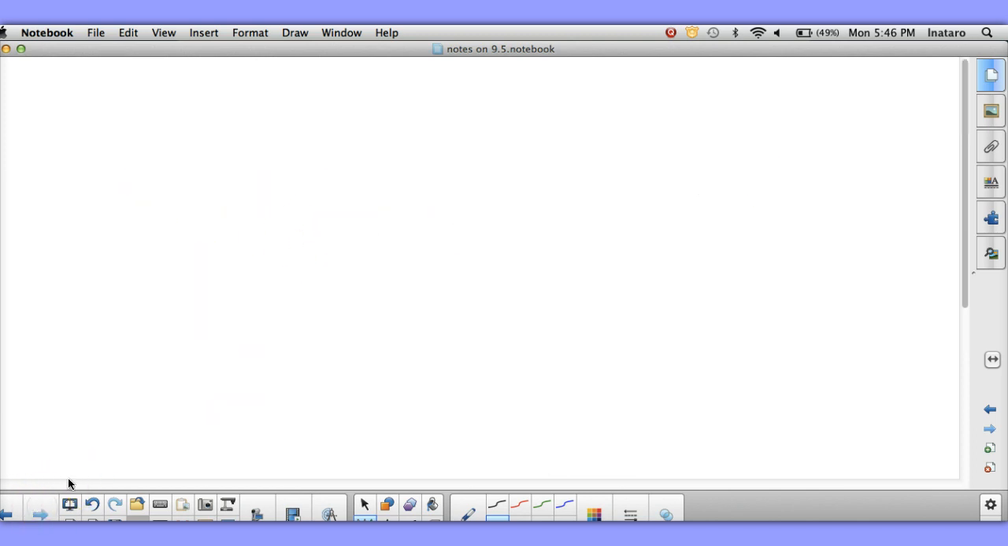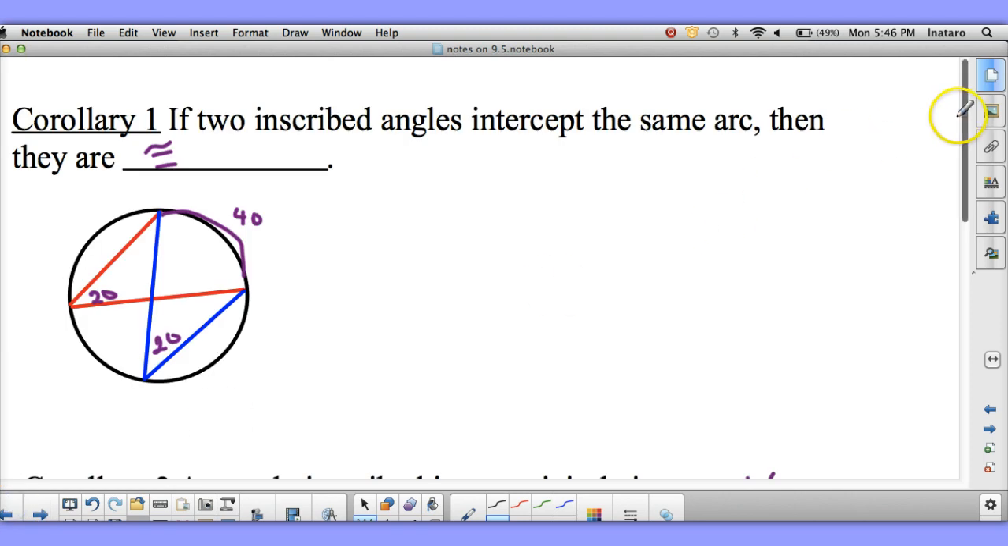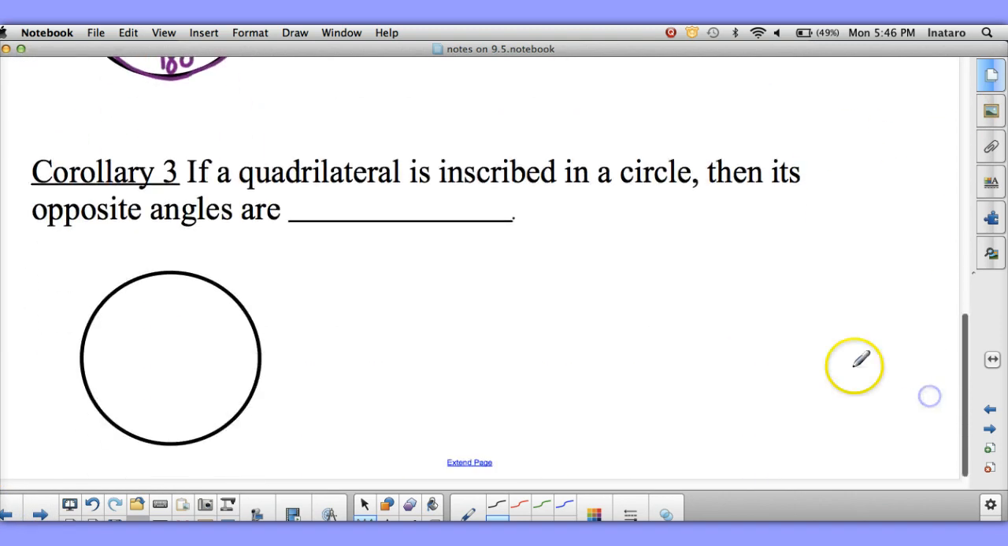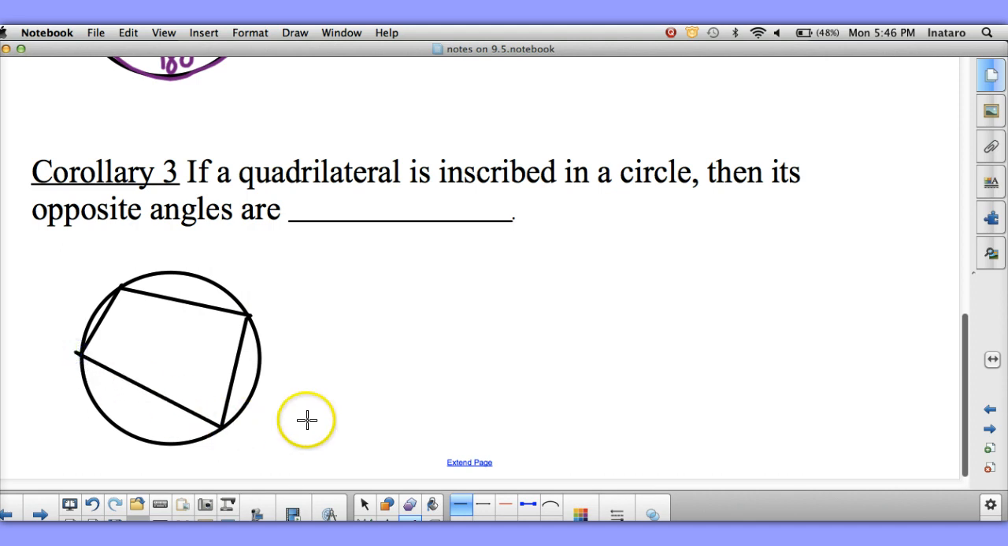Let's take a look at one last corollary. It's actually further down this page here. It says if a quadrilateral is inscribed in a circle, then the opposite angles are blank. Let's think about this a second. Let me get a quadrilateral inscribed inside this circle here. Let's say that this angle here is x, and this angle here is y. Those would be the opposite angles.